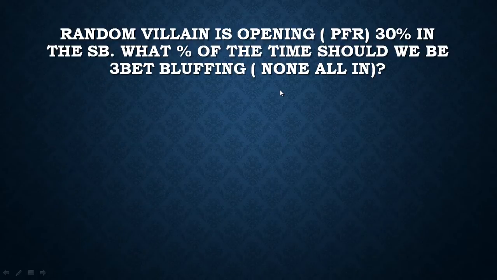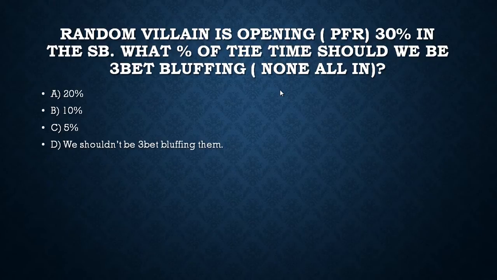Alright, next question here: random villain is opening 30% in the small blind. PFR, for all you guys who don't know what that means, is pre-flop raise if you have a HUD. What percentage of the time should we be 3-bet bluffing non-all-in? Is the answer going to be A, 20%, B, 10%, C, 5% of the time, or D, we shouldn't be 3-bet bluffing them at all? Once again, I'm going to give you guys a few seconds to pause the video, and we'll figure out the answer in a little bit.